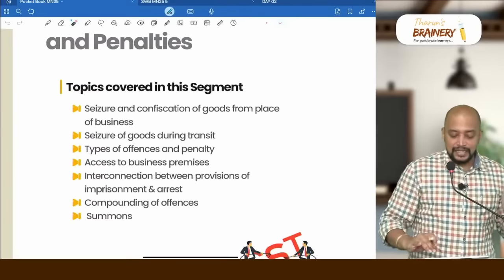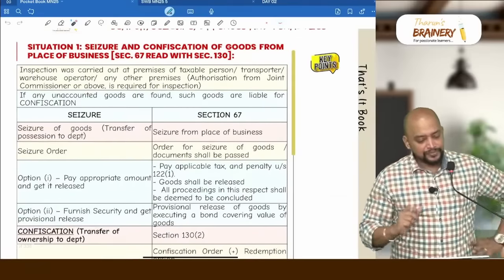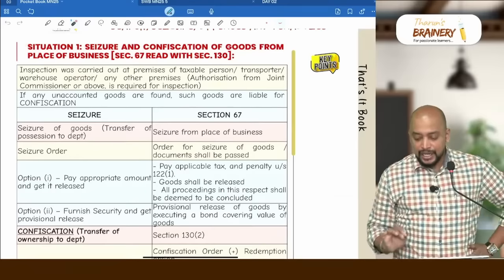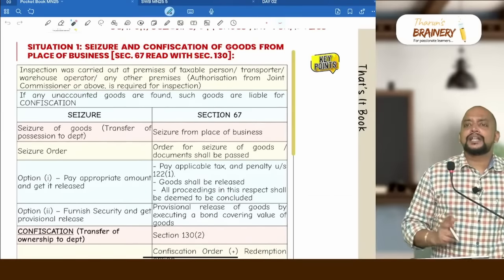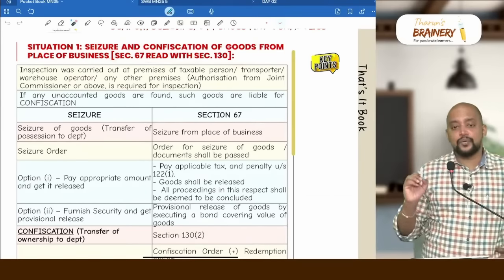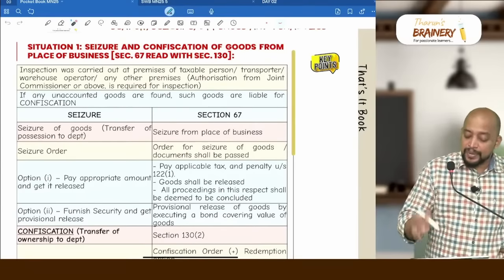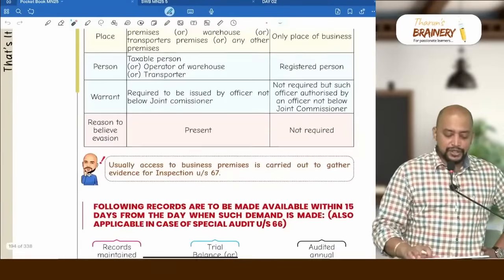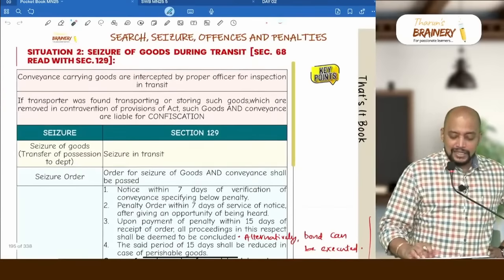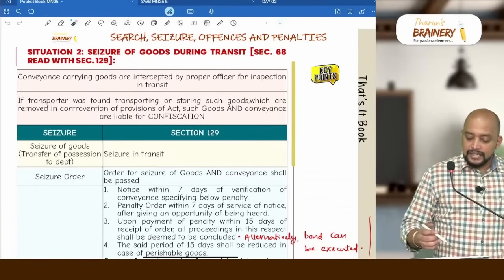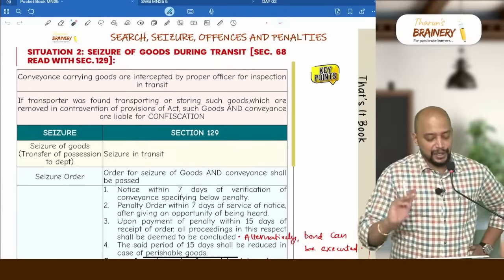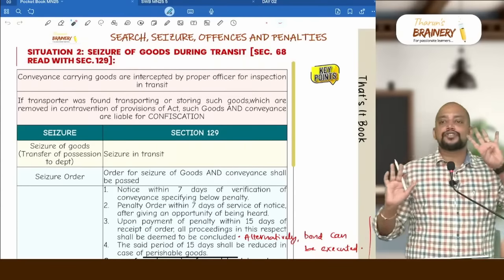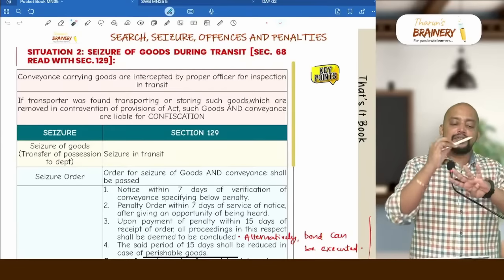First, offences that lead to search and seizure, okay. So say this, situation 1. For offences that lead to search and seizure, there are 2 situations. Situation 1, section 67 read with section 130. This is search and seizure in the premises, whereas situation 2 is search during the transit. This is section 68 read with section 129. These are the 4 sections you need to remember: 67, 68, 129, 130.